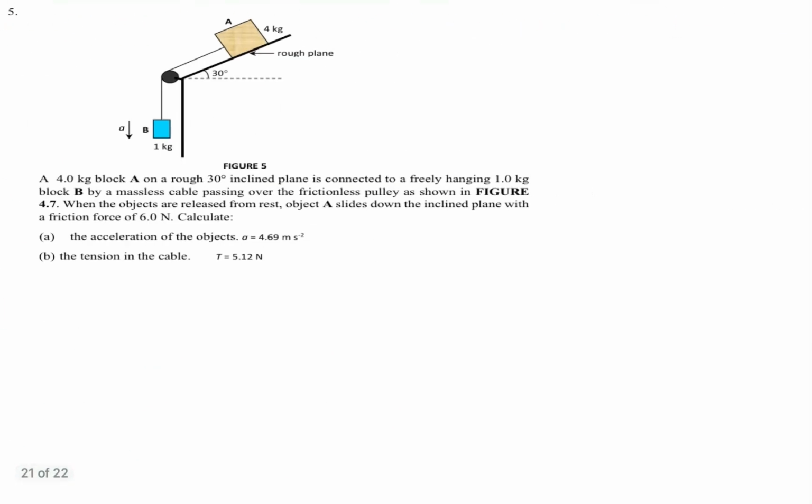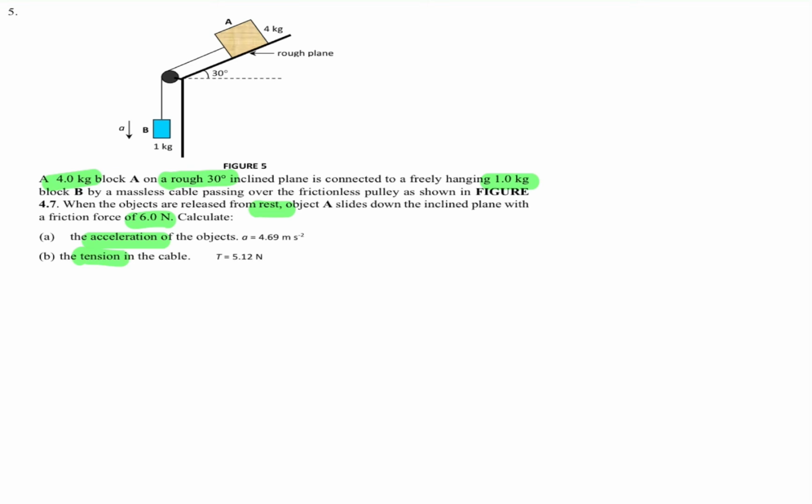And then for number 5, so for number 5 here, you have two blocks there, A and B. A is 4 kilogram on a rough 30-degree inclined plane hanging 1 kilogram block B by a massless cable passing over the frictionless pulley as shown in figure. When the objects are released from rest, object A slides down the inclined plane with a friction force of 6 Newton. Calculate the acceleration of the object and the tension in the cable.